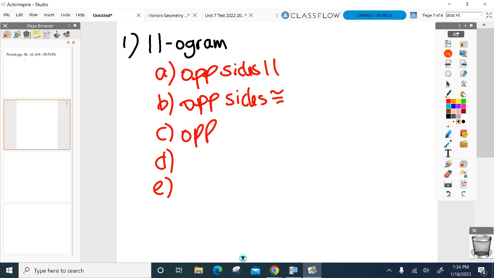Nick had it. Don't try to steal it. Opposite angles congruent. Diagonals bisect each other.